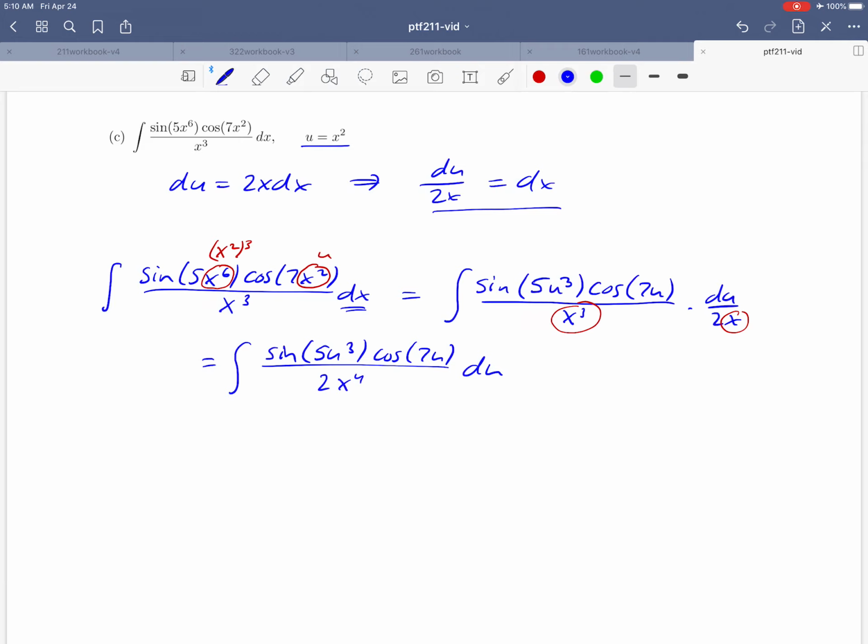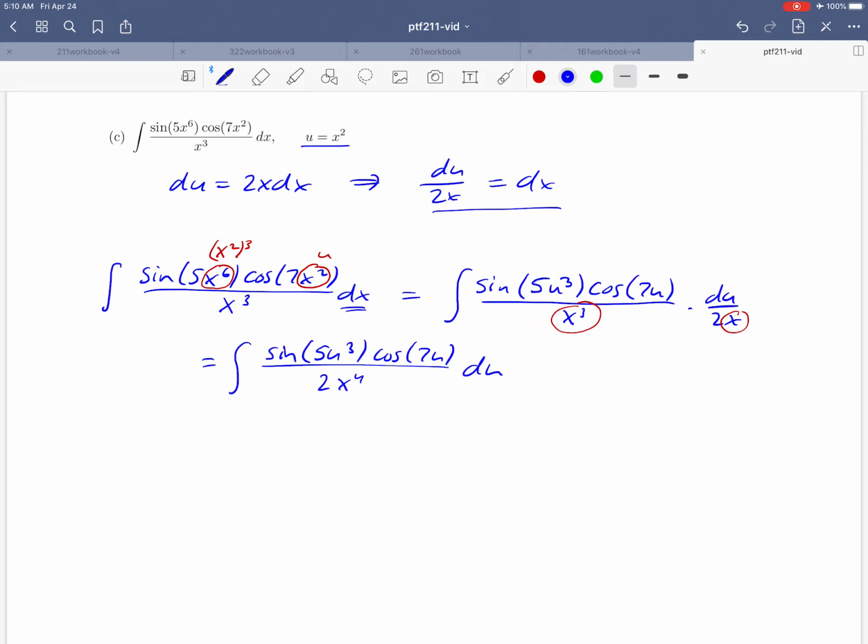We still have a little bit of work to do because, again, our goal is to get an integral that just has u's in it, and we've got an x to the 4th in the bottom. Notice that x to the 4th can be rewritten as x squared squared, and since u is equal to x squared, that means we're going to get a u squared in the bottom, which completes our substitution process. Okay, and that would be our answer.